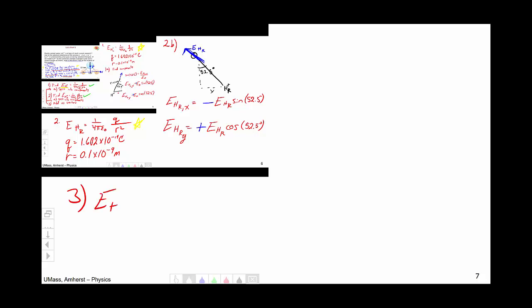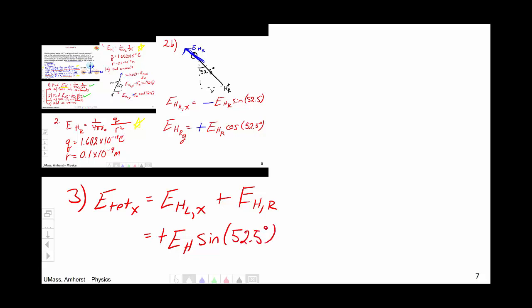So the total X component will be the X component of the hydrogen on the left plus the X component of the hydrogen on the right. So that's going to be plus, minus for the one on the right. Gives us 0, which we actually already knew way back when we started the problem from that multiple choice question. So we get what we should and what we expect.